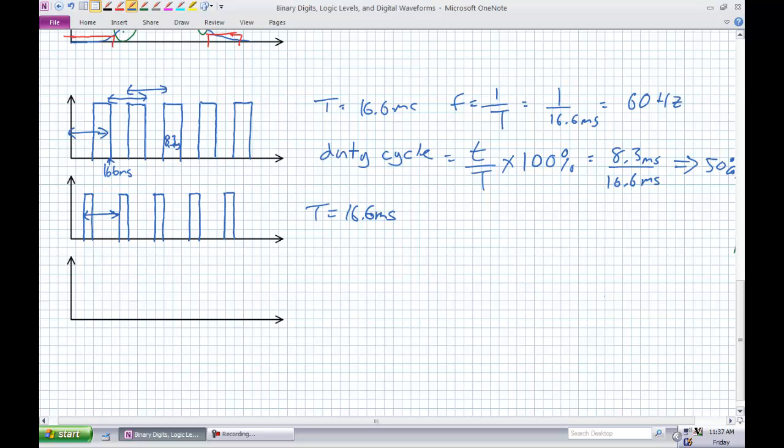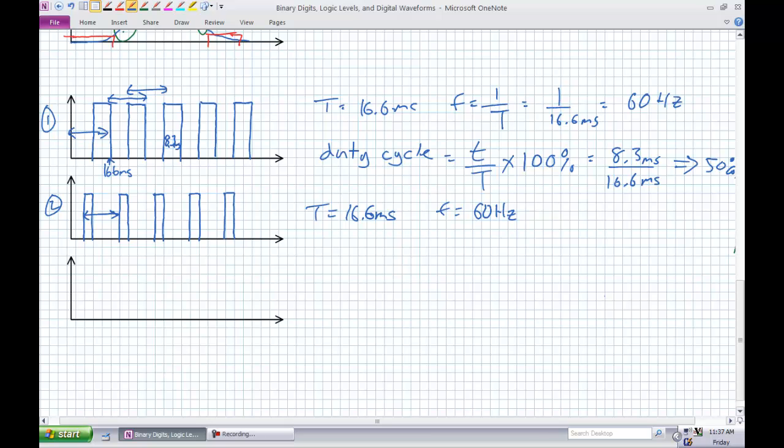What is the frequency of example 2? The frequency is 60 hertz. Some of you guys might be saying, wait a second, there's something wrong here. The first one's 60 hertz and the second one is 60 hertz? Yes, because it's repeating itself every 16.6 milliseconds. The difference between 1 and 2 is what's known as the duty cycle.